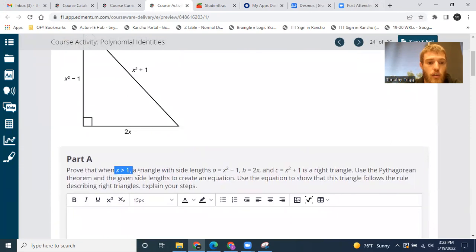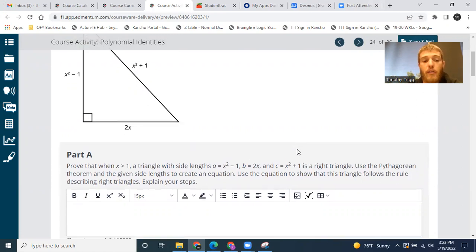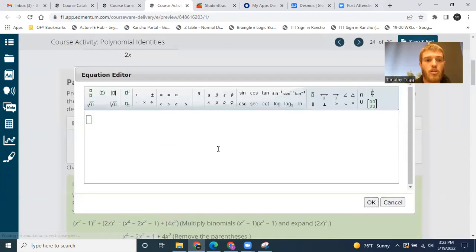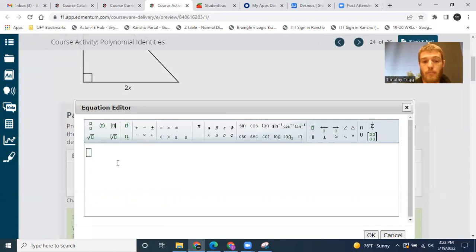Prove that when x is greater than 1, a triangle with side lengths x squared minus 1, 2x, and x squared plus 1 is a right triangle using the Pythagorean theorem. So essentially, we're using the Pythagorean theorem here. Again, the Pythagorean theorem: a squared plus b squared equals c squared. Here I would use the equation editor, okay?